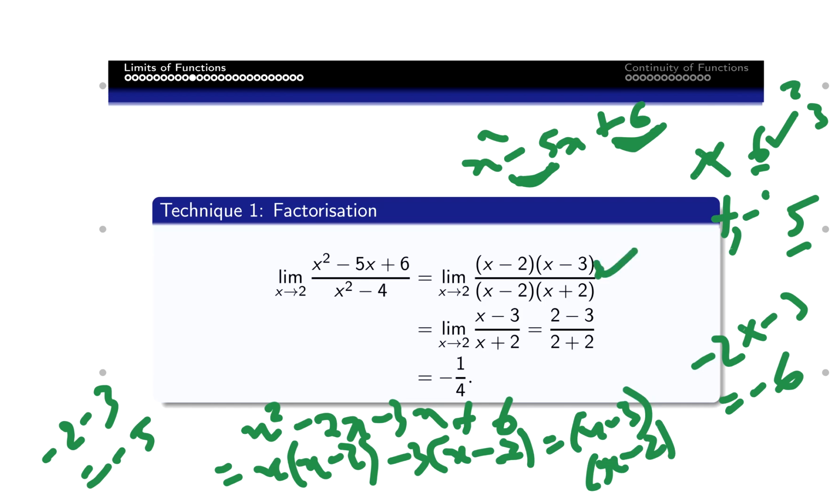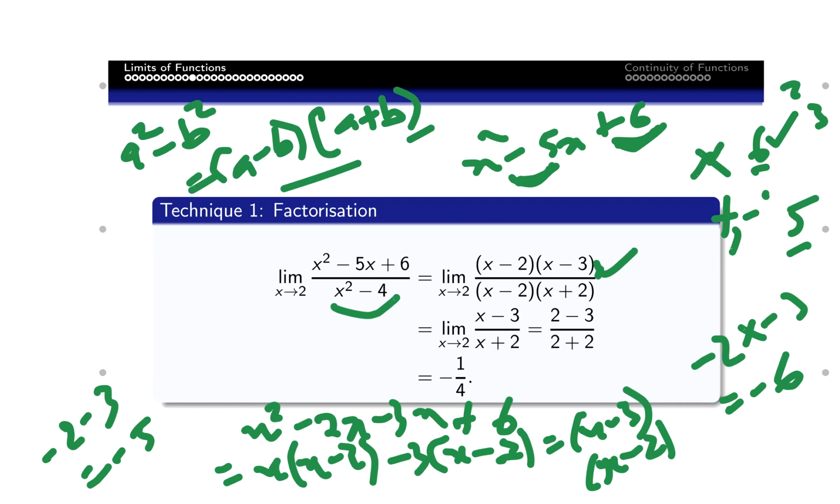You should have heard about the difference of two squares. a squared minus b squared is the same thing as (a minus b) times (a plus b), because if you expand this, you get a squared minus b squared. So you see that x squared minus 5x plus 6 is the same thing as (x minus 2)(x minus 3), and the denominator is a difference of two squares.